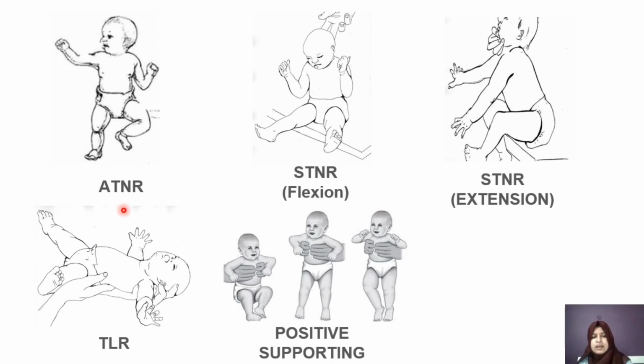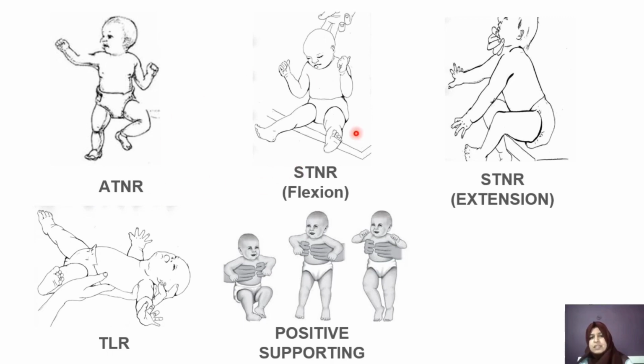The first reflex is the ATNR, the asymmetric tonic neck reflex. In this, the stimulation is neck rotation. If the therapist rotates the baby's neck towards the right side, then the response will be extension of the upper extremity and extension of the lower extremity of the right side. It means the right-sided upper and lower extremities are both in the extended position, and the opposite side, that is the left side, upper and lower extremities are in the flexed position. This reflex is also known as the bow and arrow reflex and the fencing reflex. The integration period of the ATNR is 4 to 6 months.